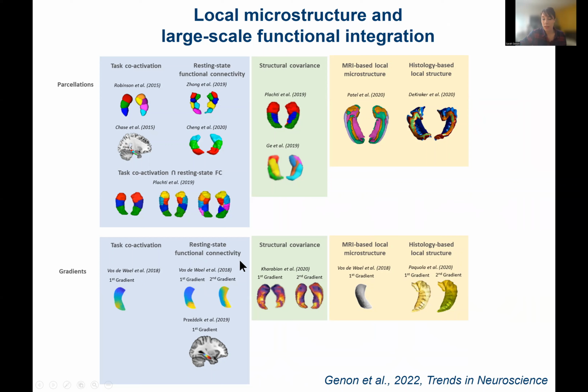And if we look at gradient approaches, this is really visible. We have this first dimension in functional connectivity, which is anterior-posterior. And then the second dimension is more arranged along the medial-lateral axis. So this explains how we can have many different maps for a given brain region based on the different approaches or features that we use.